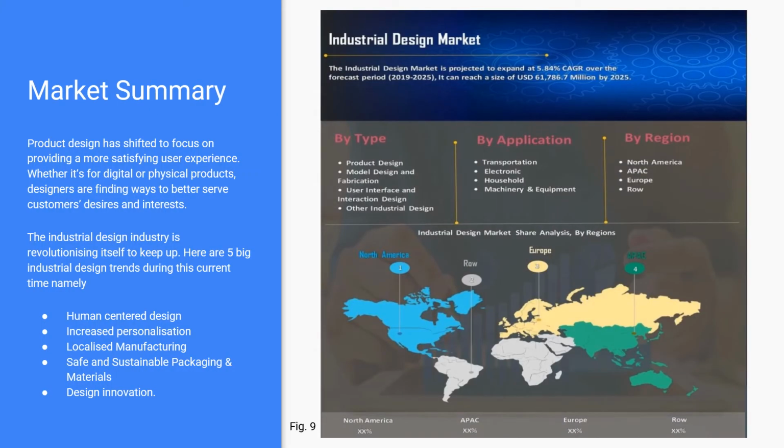So coming to our market summary, product design has shifted its focus to providing a more satisfying user experience. Whether it's for digital or physical products, designers are finding better ways to serve customers' desires and interests. The industrial design industry is revolutionizing itself to keep up. Here are the five big industrial design trends at present: human-centered design, increased personalization, localized manufacturing, safe and sustainable packaging materials, and design innovation.